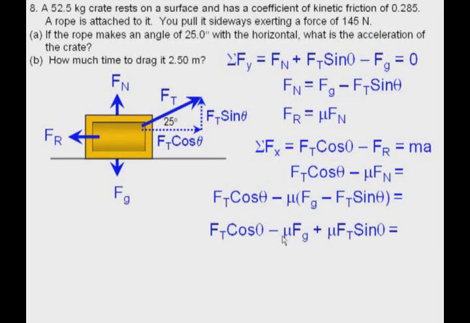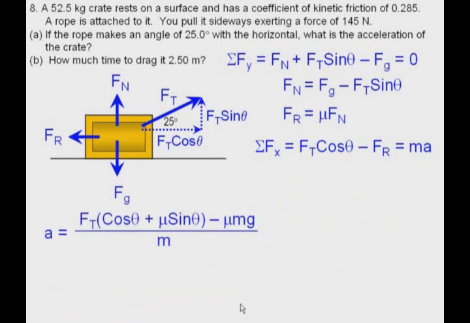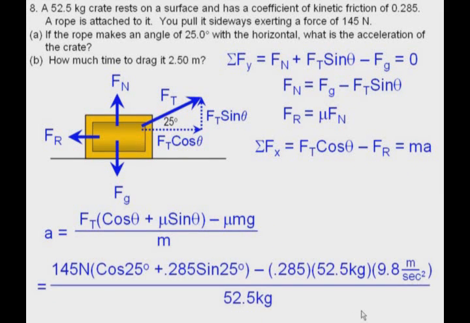Here I'm distributing the mu to both of these so I can combine the like terms over here and factor out the Ft. These extra 2 algebra steps are not necessary, it just makes it look simpler to me. Dividing both sides by m, this is a formula for the acceleration then. Then we can plug in our numbers, and I came up with 0.0428 meters per second squared.